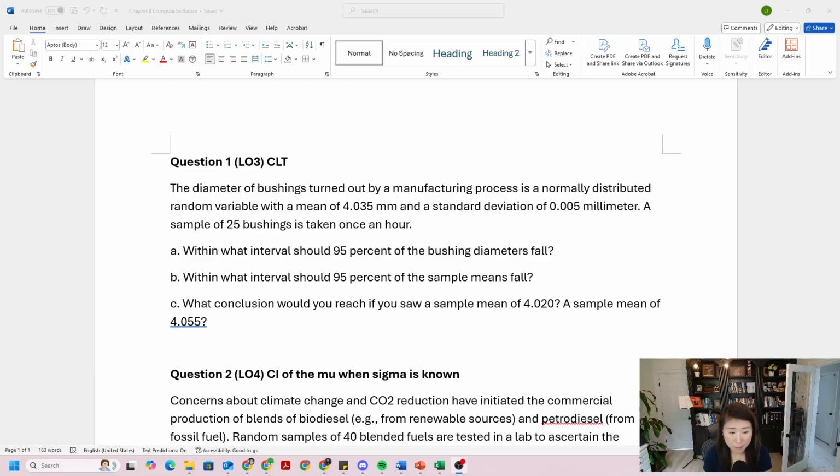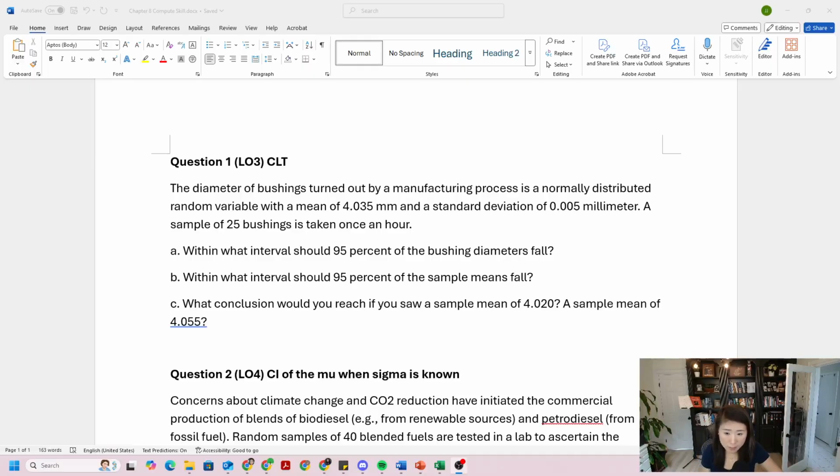B: within what interval should 95% of the sample means fall? So B is the one looking for the sampling distribution. Basically, we are looking at the sample means and their 95% range. So that is the difference.